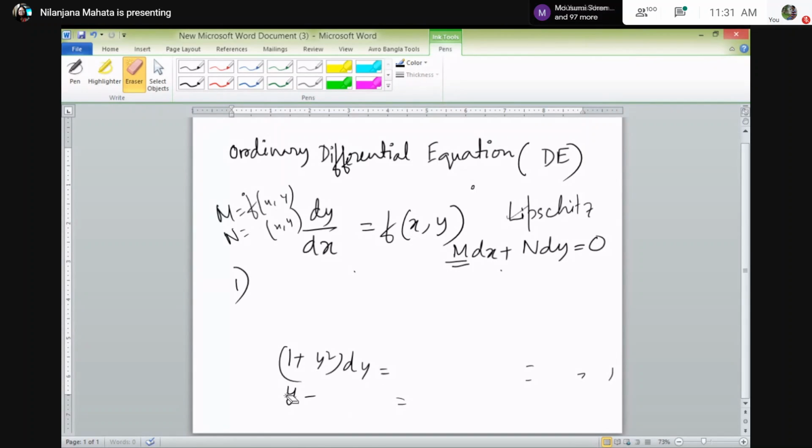Because it's a differential equation, you have to do your integration. Whatever way the integration suits you, you will do your integration. Okay. Next is homogeneous.